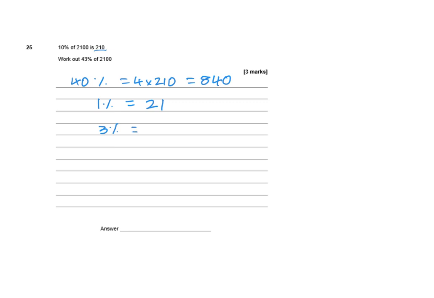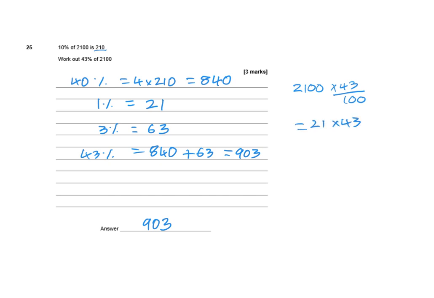3% would be 3 lots of that, so 63. And so therefore the 43% would be 840 plus the 63, which is 903. You could have ignored the first line, it just asks you to work that out. So you might be somebody who'd rather do 2,100 times 43 divided by 100. So that's the same as doing 21 times 43, do that long multiplication, and hopefully you should then end up with the same thing.